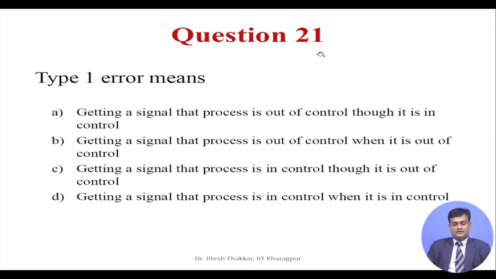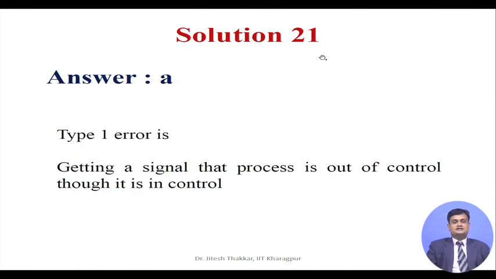Question 21. Type 1 error means A, getting a signal that process is out of control though it is in control. B, getting a signal that process is out of control when it is out of control. C, getting a signal that process is in control though it is out of control. And D, getting a signal that process is in control when it is really in control. So, you can appreciate that the correct answer is A. It is a kind of false alarm, and type 1 error is basically getting a signal that process is out of control though it is in control.